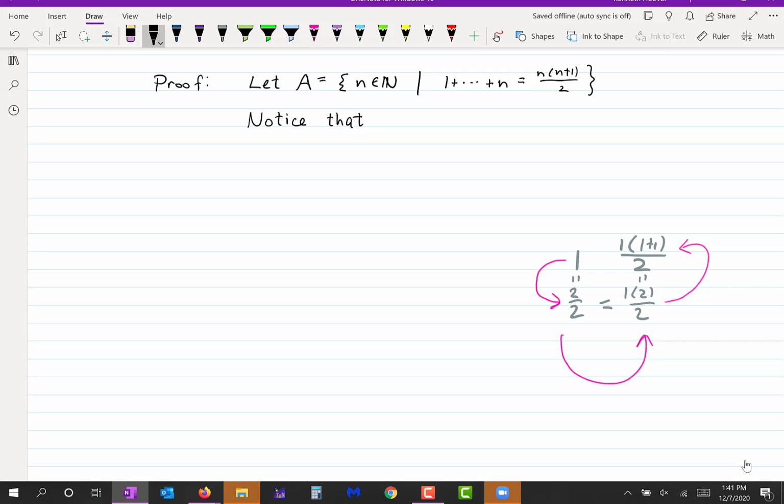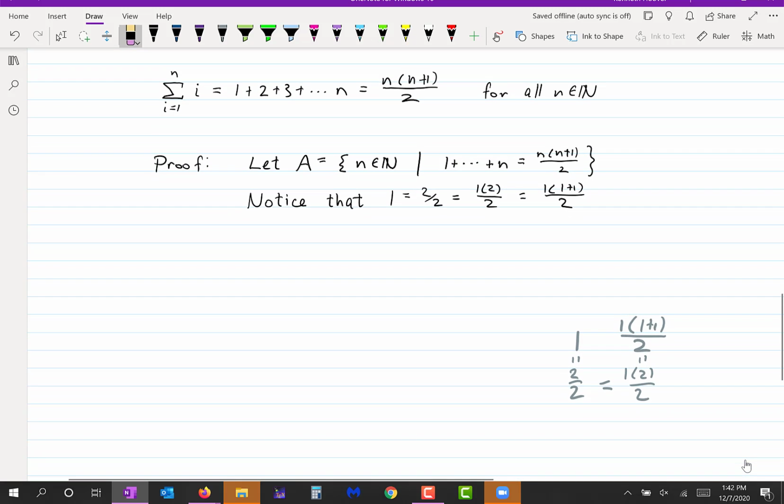Notice that 1 equals 2 over 2, which equals 1 times 2 over 2, which equals 1 times (1 plus 1) over 2. And there's my base case. Okay? But remember, I'm wanting to use the language of set theory. So how do I want to write this? Let's just put a comma. That's fine. It doesn't need a new line. Let's just put a comma. And we could say, so the number 1 is in the set A. Okay?